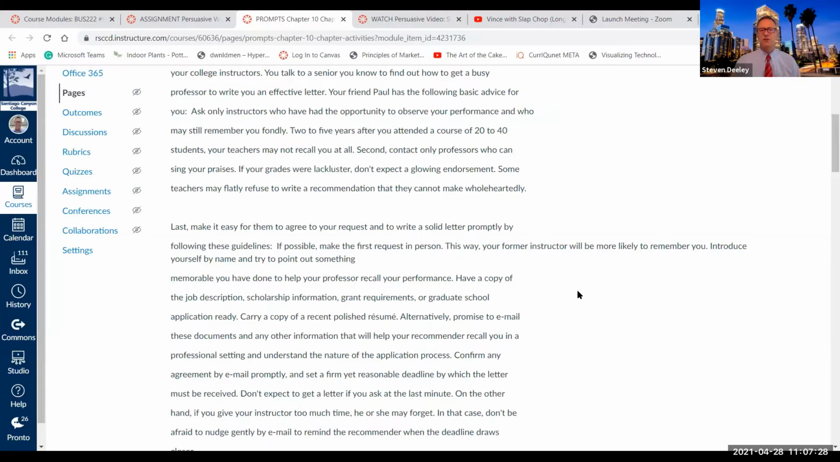But I know we live in a little different world right now. And I think a lot of people won't do that. So one of the things is you may want to help your professor recall your performance. So it says have a copy of the job description, scholarship information, et cetera, ready, a resume, an email, these documents, et cetera, et cetera.